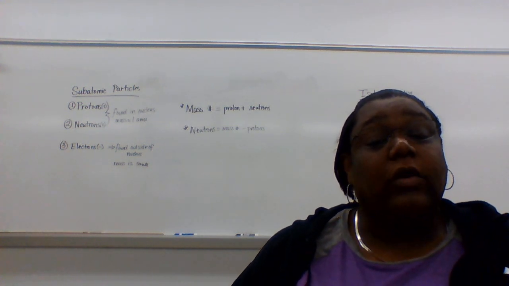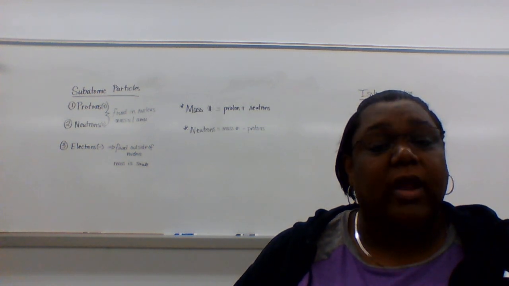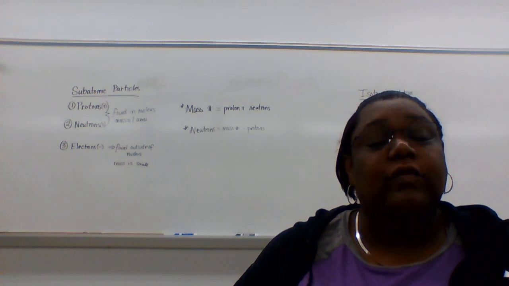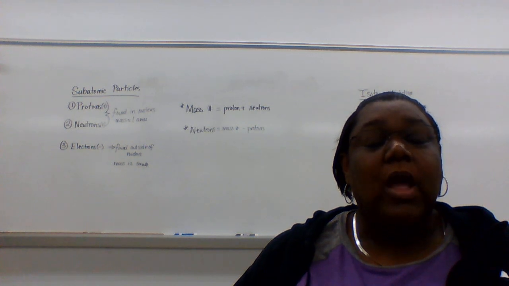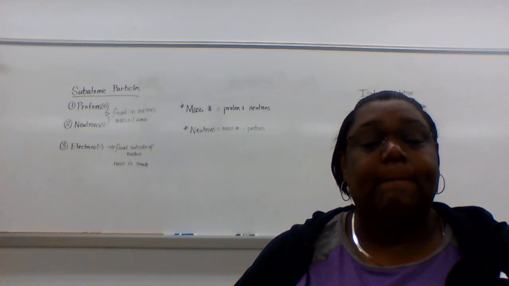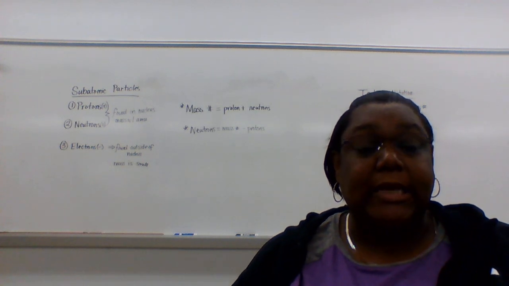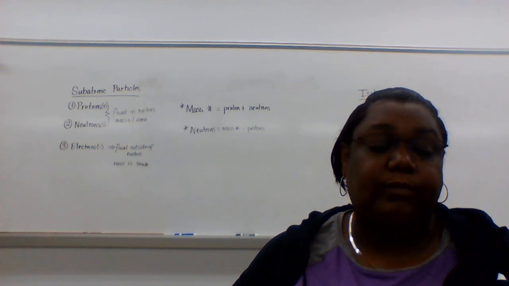Or, alternatively, if you know your mass number and you know your proton number, then you can use those numbers to determine your number of neutrons. And all you have to do is your mass number minus your proton number, and that will give you the number of neutrons that you have in your element. And again, it could be an element or it could be an ion.